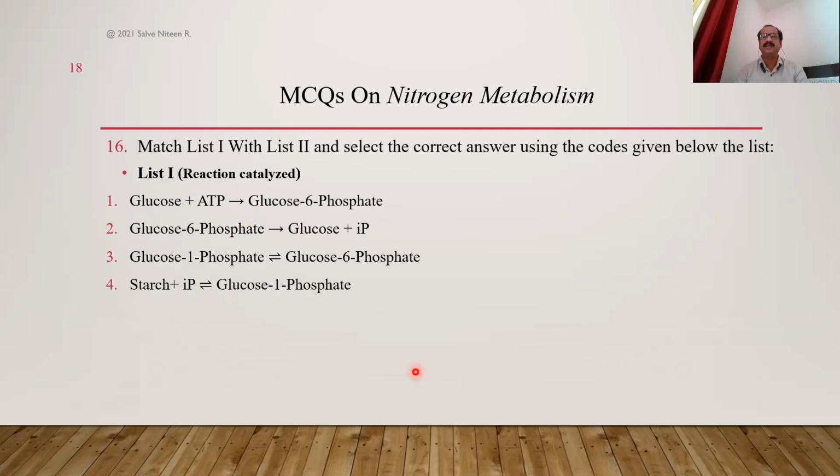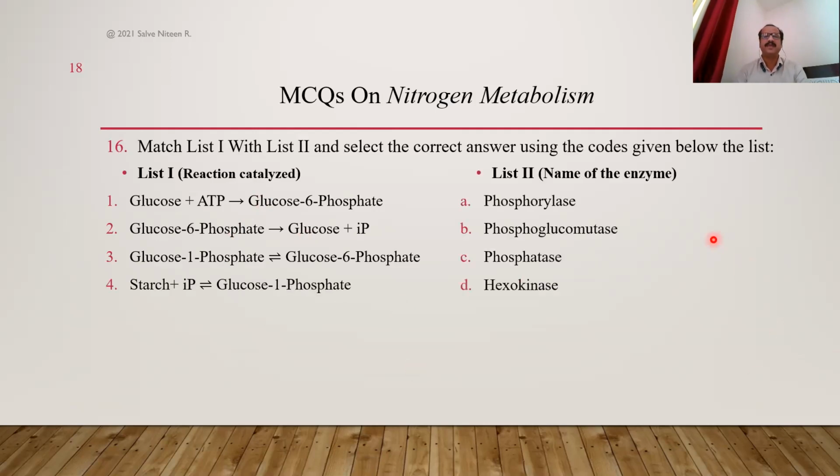Reactions are given in the first list, and in the second list the names of enzymes are given, and you have to match. So we have started with the starch, which is converted into glucose 1-phosphate, and this reaction is catalyzed by which enzyme? Phosphorylase. So 4A. Then glucose 1-phosphate is converted into glucose 6-phosphate.